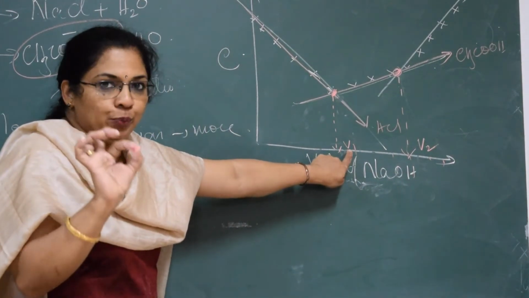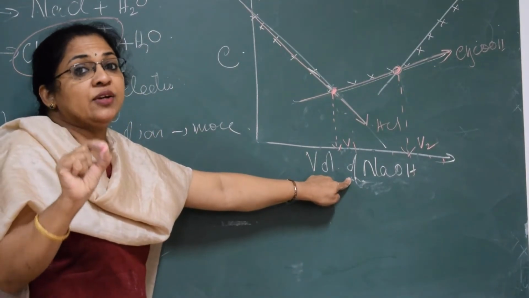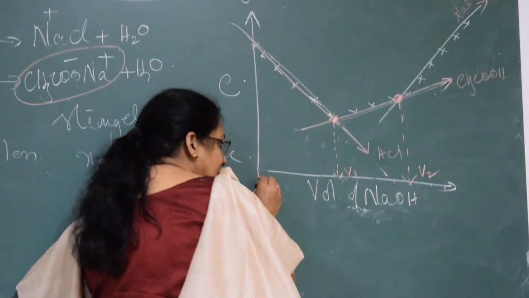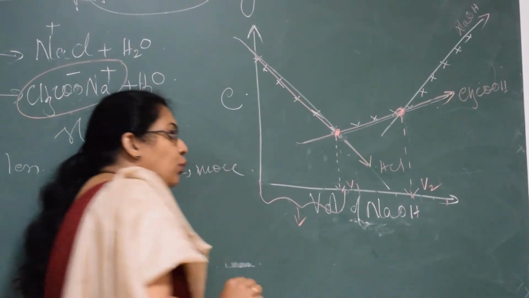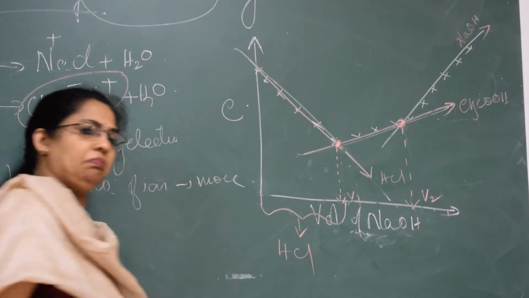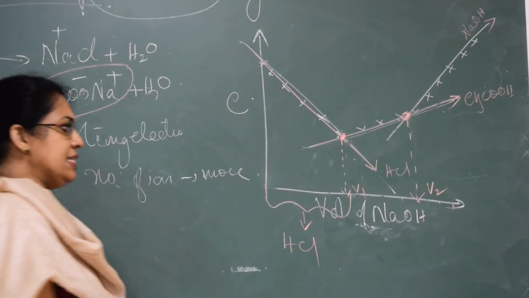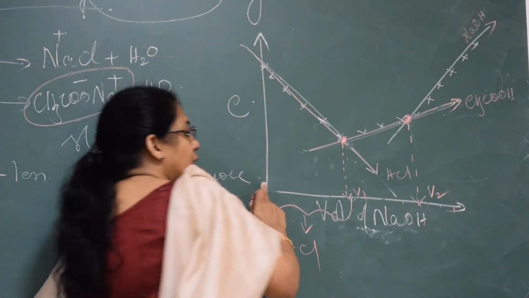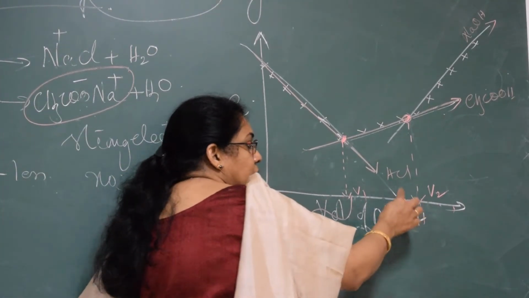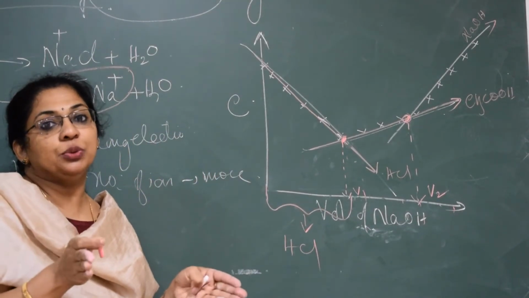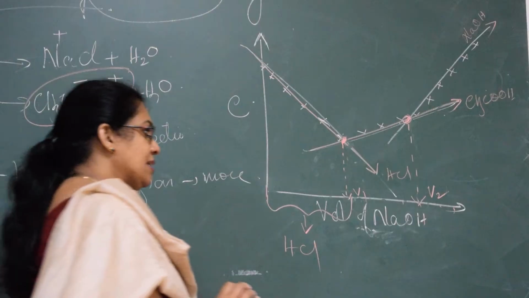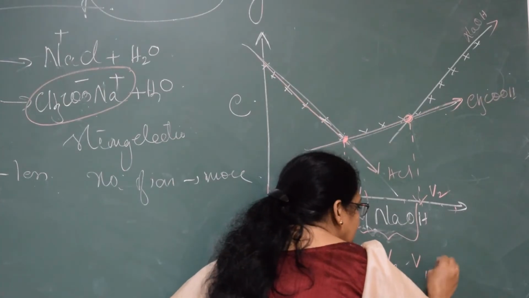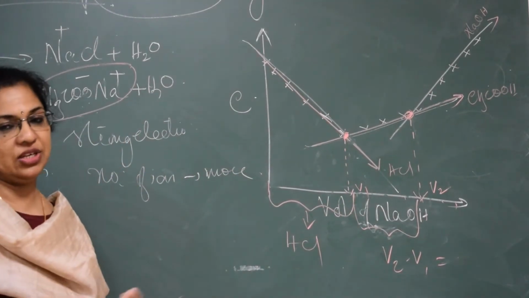When I say V, it is volume. Whose volume? It's the volume of sodium hydroxide which is required to neutralize the complete HCl. So from here to here, this volume will give you the volume required for HCl. What about V2 then? From 0 to V2 is the volume of sodium hydroxide required to neutralize both HCl plus acetic acid. So if you want to find only for acetic acid, from here to here, that is V2 minus V1, will give you the volume required for acetic acid.